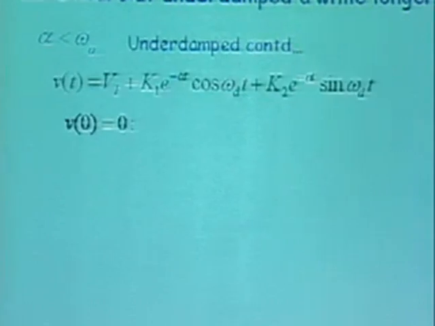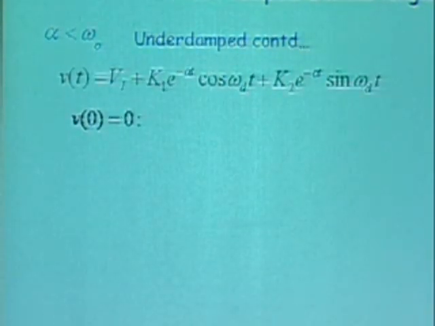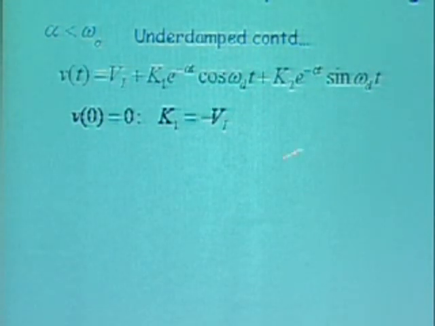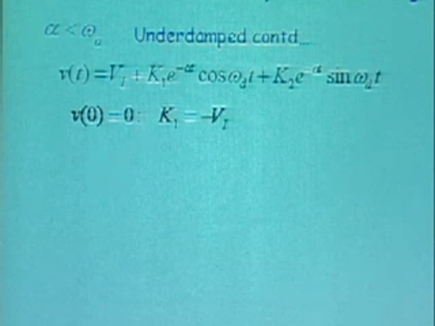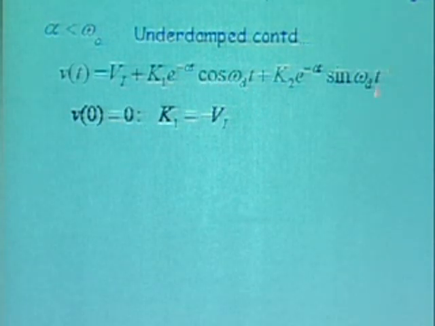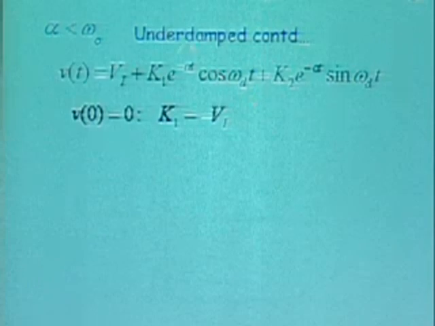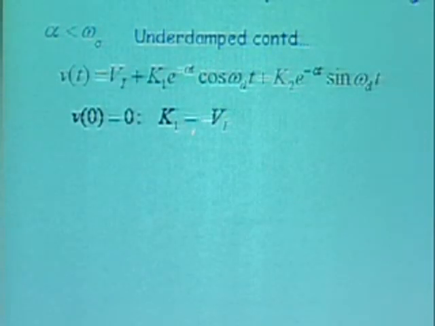Continuing with the math, let's start with the initial conditions. V naught equals 0, and that gives me K1 equals minus Vi. So at V naught equals 0, t is 0. So this term goes away, the cosine becomes a 1, e to the alpha t goes away, and k1 is simply minus vi.